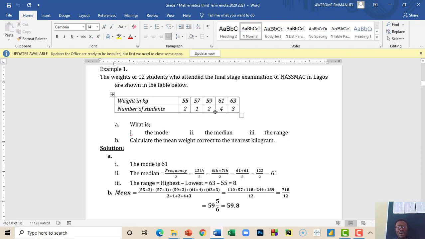So the mode is the one that occurs most, not the highest value as it were. So the one that occurs most. So the mode is 61. The reason why it's 61 is because it occurs 4 times.